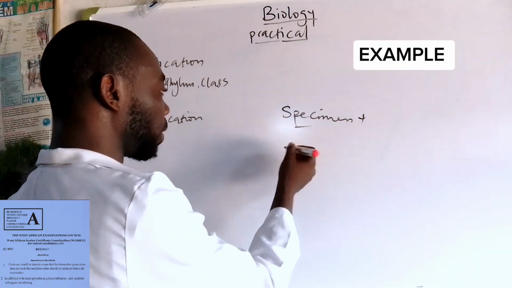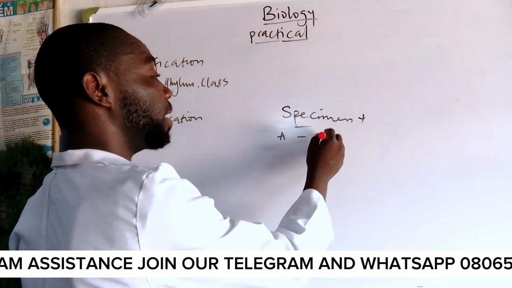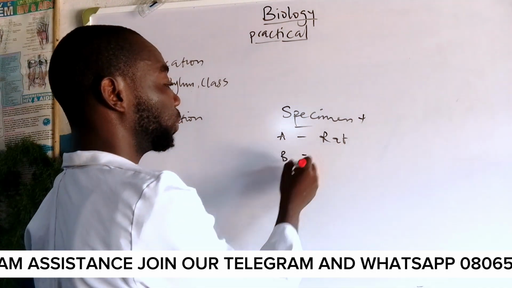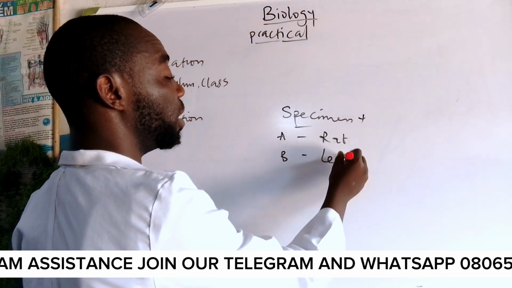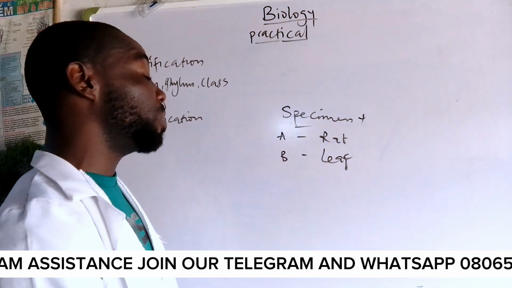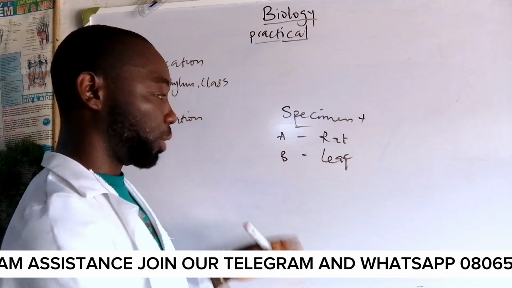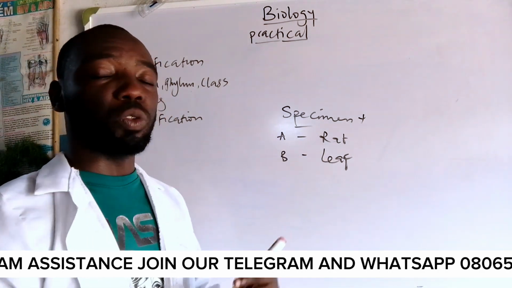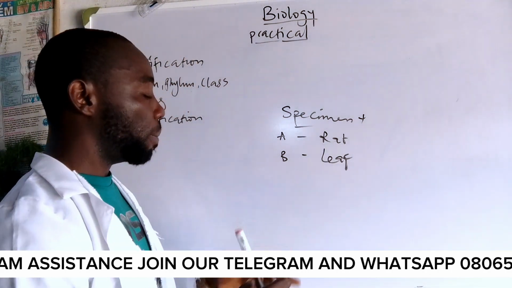Now here, let's take an example. Here you may have specimen A to be a rat. Now you may also have specimen B to be, let's just say, a leaf. And there are other ones, maybe up to Y or X. But let's just take a look at this particular A and B. From here, you will be able to have knowledge of how these questions will come in your practical biology.